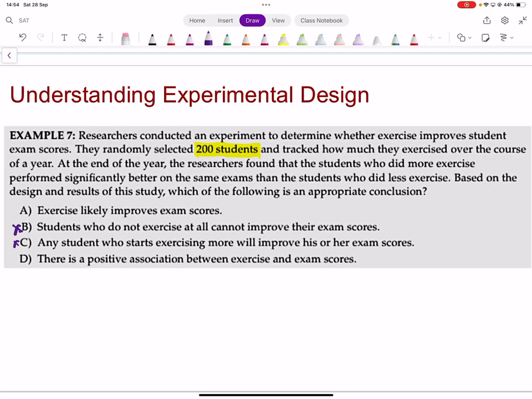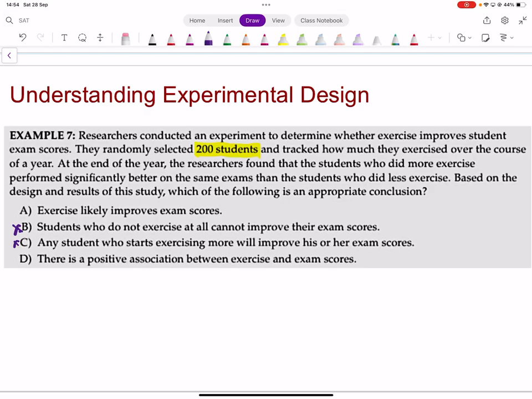D says there's a positive association between exercise and exam scores. Association is the same thing as correlation. Remember, you've done this in O levels, correlation between two variables. It's another word for that, association. When two variables are moving in the same direction.